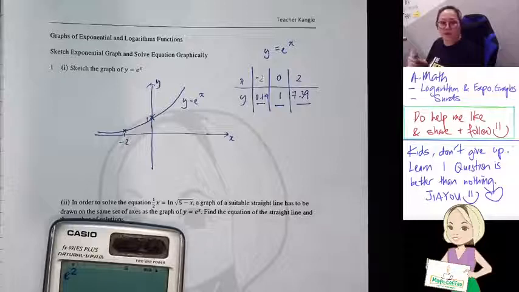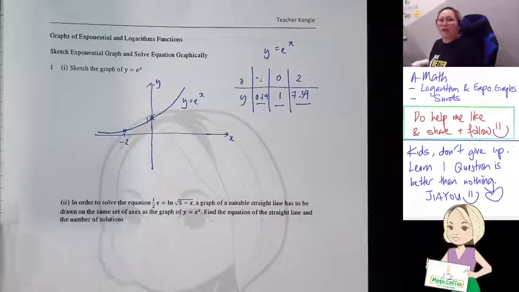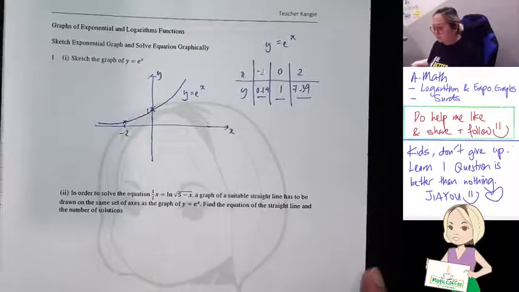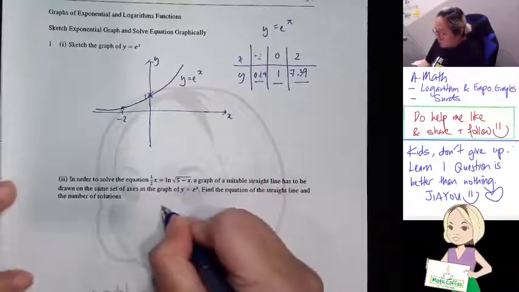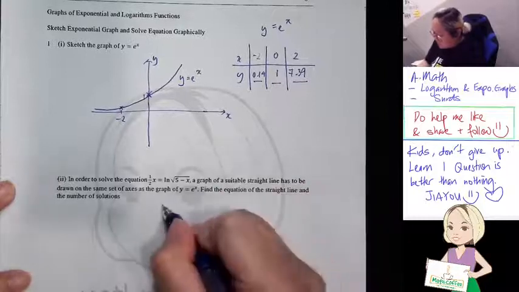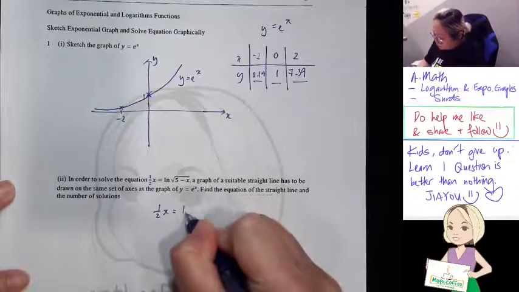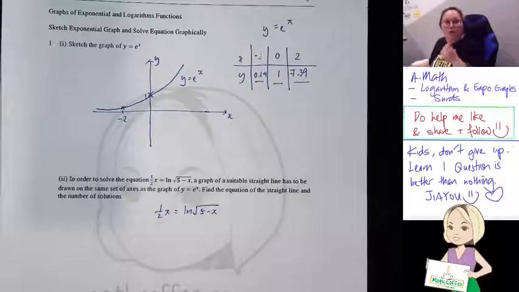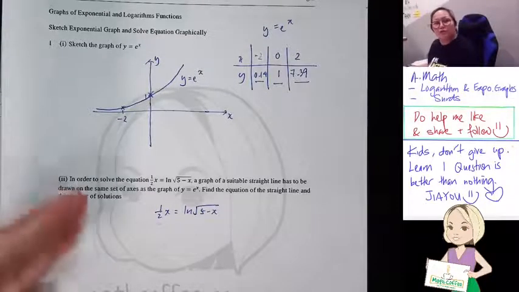Okay? The next one is, how are you going to make use of this curve to solve an equation? Okay? So look at this one. My equation is half x equals to ln square root 5 minus x. Okay, how are you going to use the graph to solve this equation?